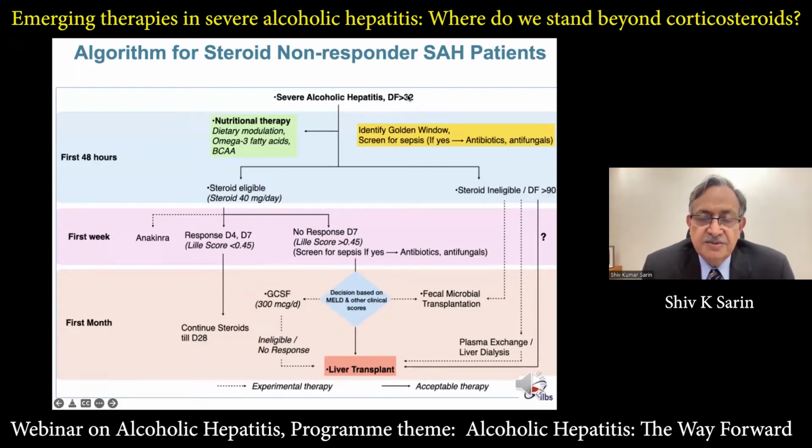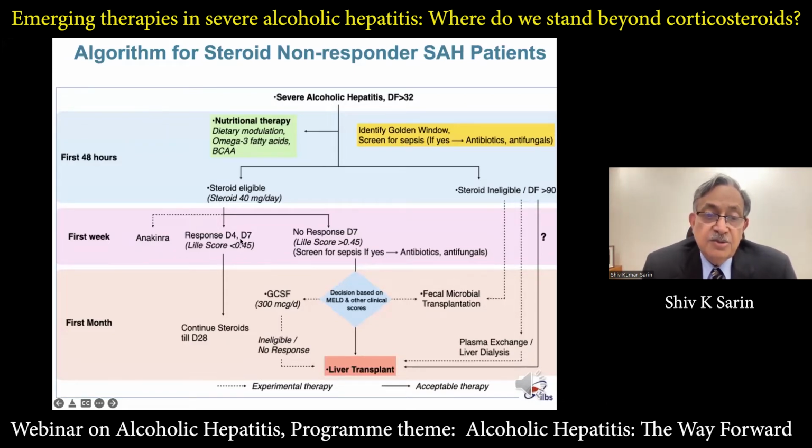DF more than 32, we haven't done with MELD. Nutrition therapy, dietary modulation, omega-3 and branched-chain amino acids. In the first 48 hours, we decide if he's eligible or ineligible. If he is eligible, we don't use it, but we can recommend certainly based on the data that 80% plus beneficial response, you can use anakinra.